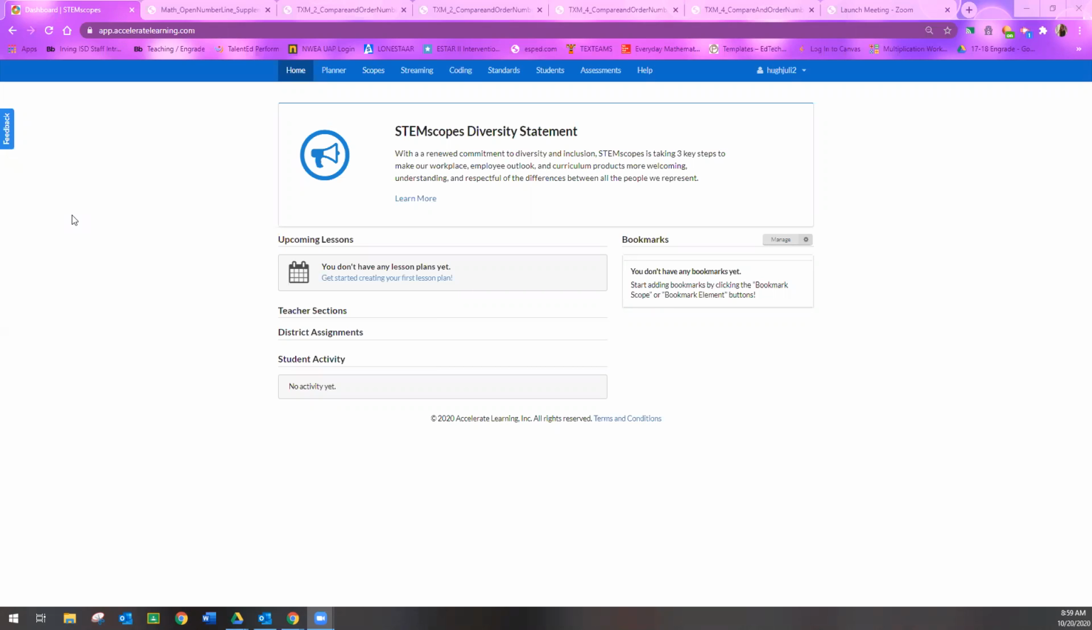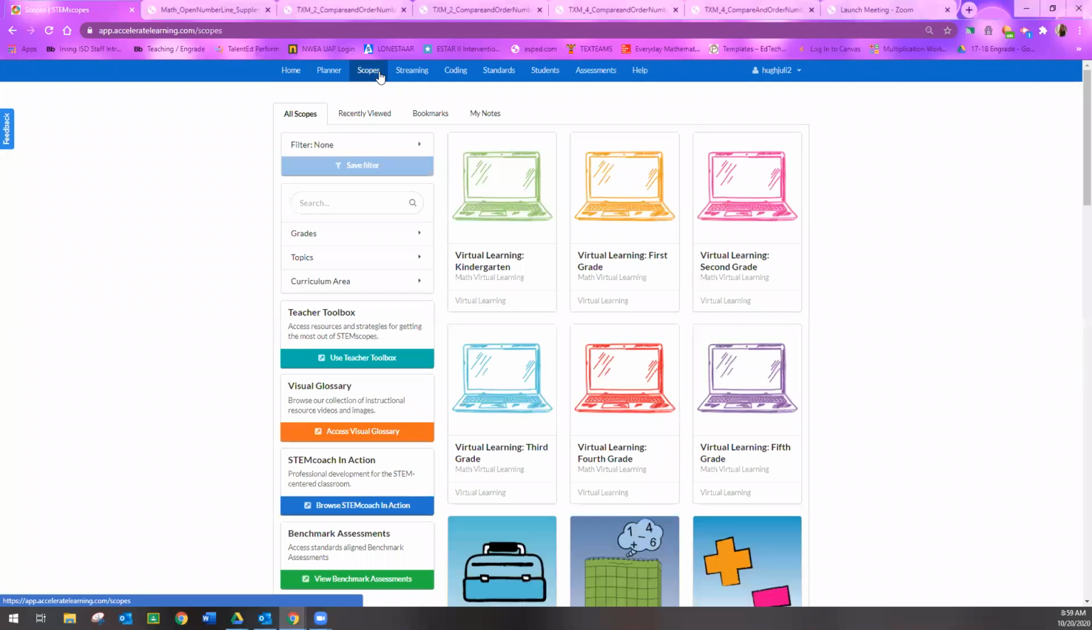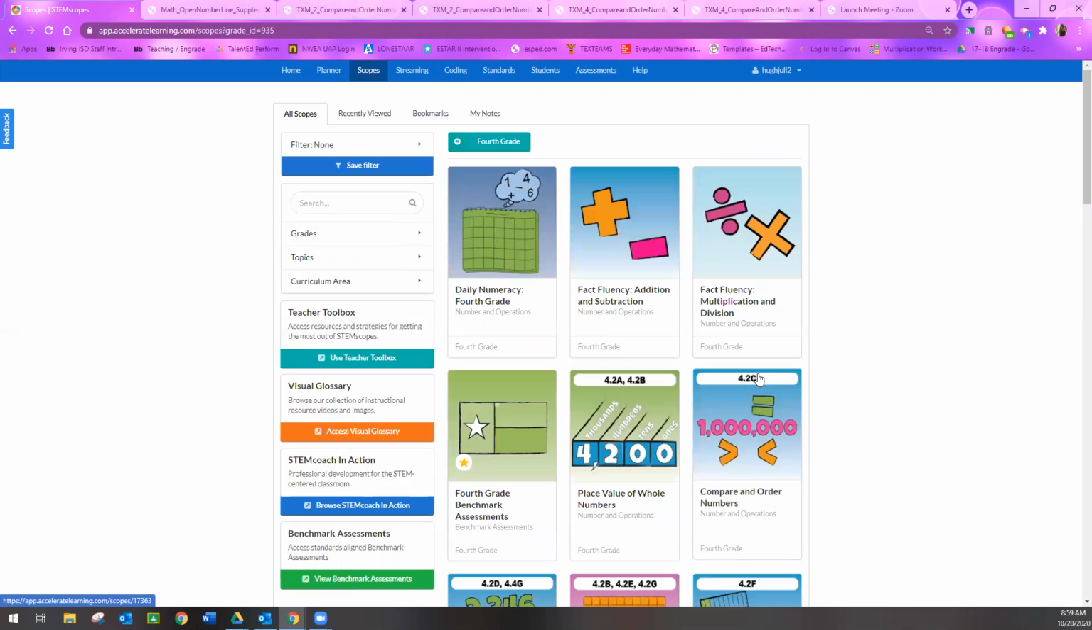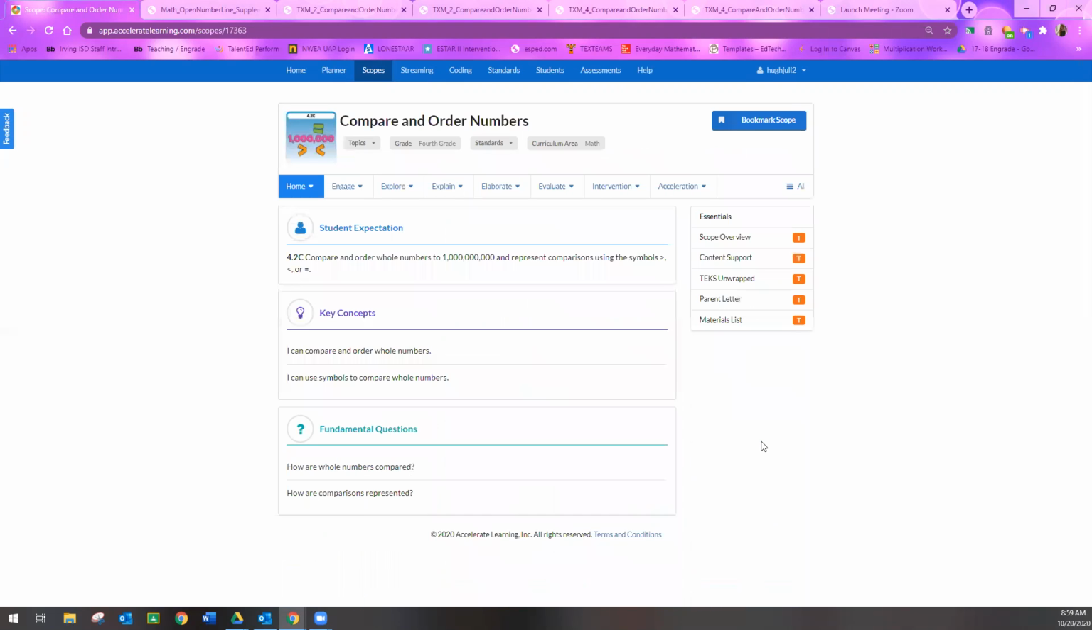So I'm going to go in first to STEMscopes, and I can click right here on where it says Scopes. And when I go to Scopes, I'm then going to choose my grade level. So for today, I'm just going to use the TEAC 4.2C, a fourth grade TEAC. So I'm going to go ahead and go to grades right here and scroll down to my fourth grade. And since the TEAC I'm focusing on for my intervention is 4.2C, I'm going to click on 4.2C.